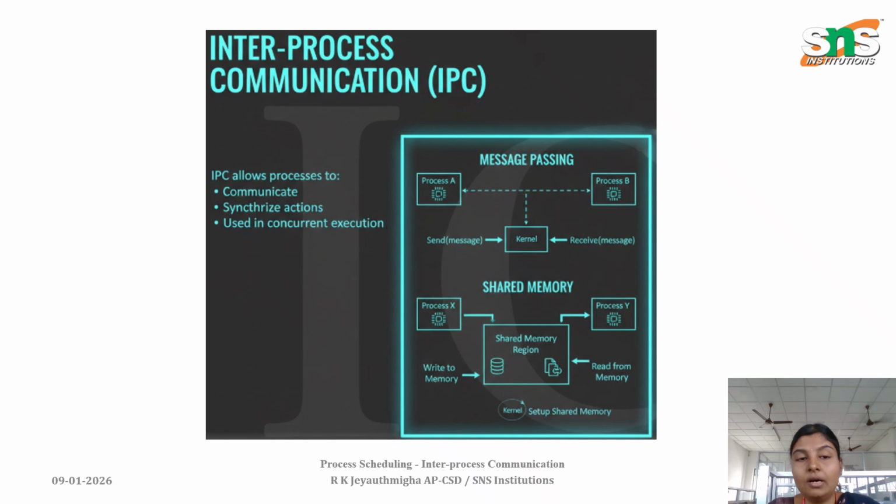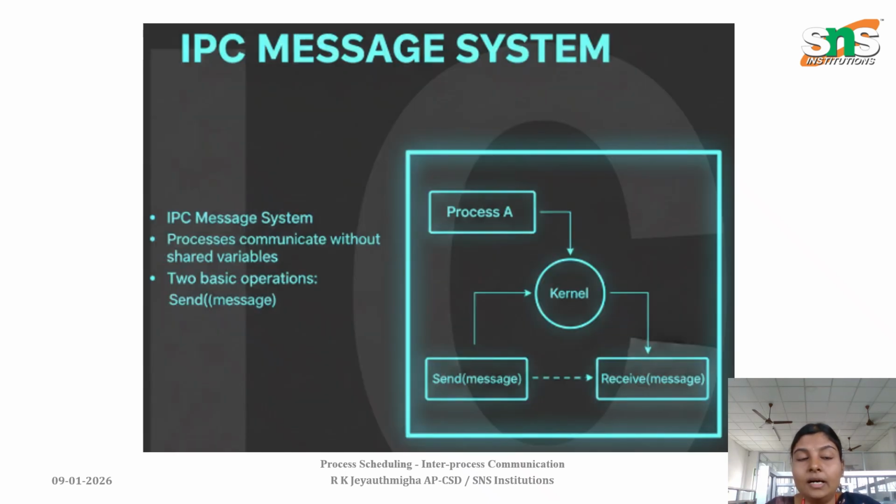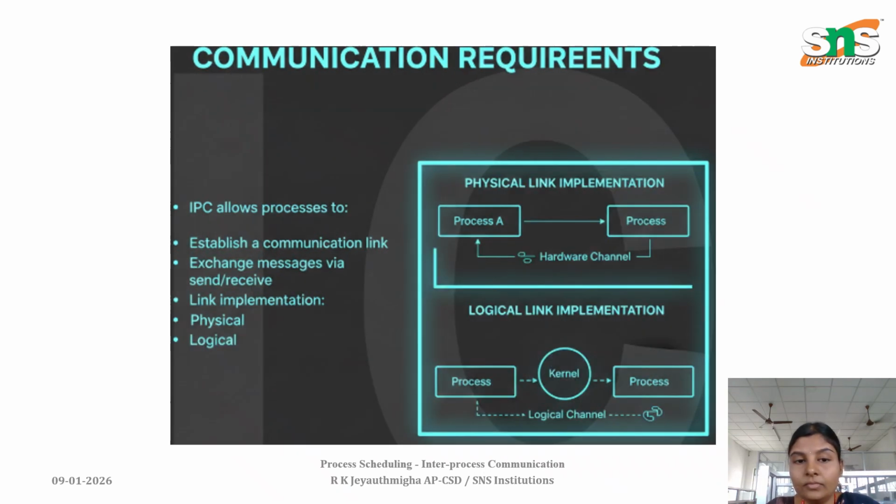Inter-process communication allows processes to communicate with synchronized actions, which is used for concurrent execution. IPC message system: processes communicate without shared variables. Two basic operations: send message and receive message. Communication requirements: IPC allows processes to establish a communication link and exchange messages via send or receive. The link is implemented using physical and logical methods.